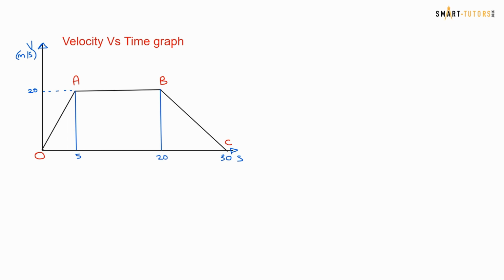So O to A journey. So O to A journey is said to be you are speeding up. So change of speed divided by time is acceleration. So O to A journey, it's called acceleration. So acceleration journey is defined by O to A. You are speeding up. So the acceleration is said to be 20 take away 0, 5 take away 0, 20 divided by 5, 4 meter second minus 2.